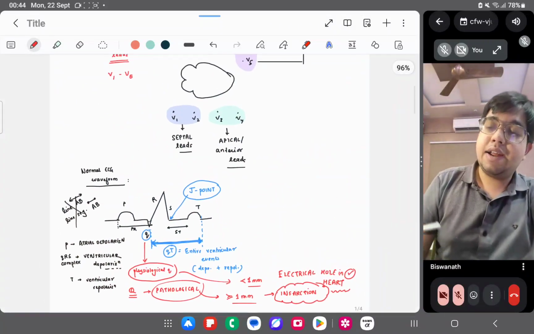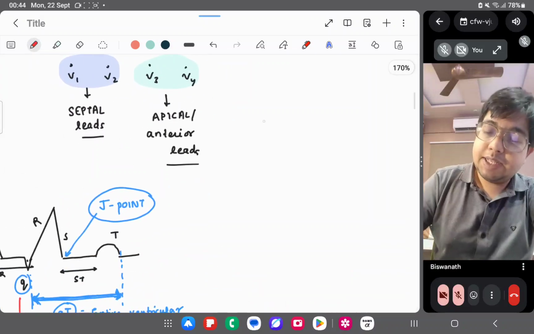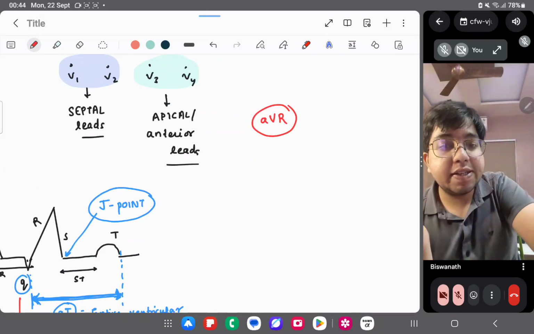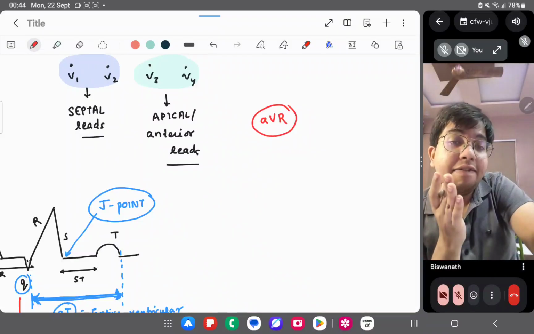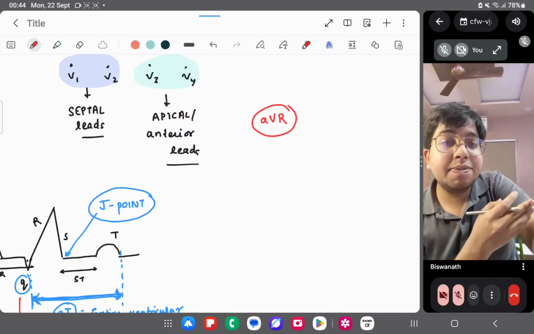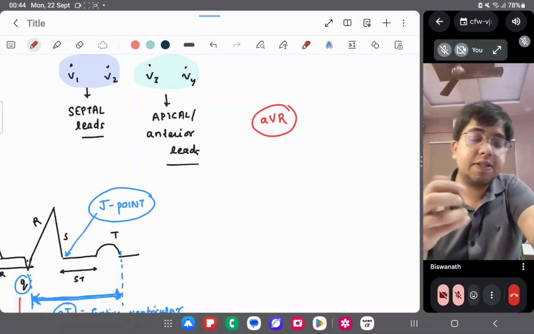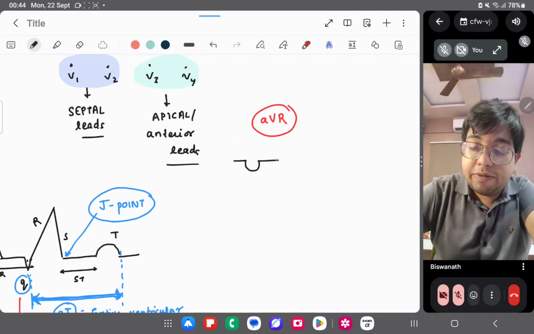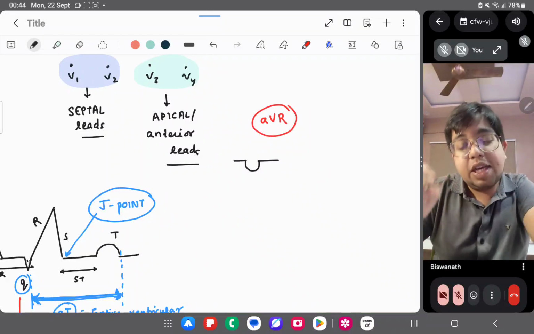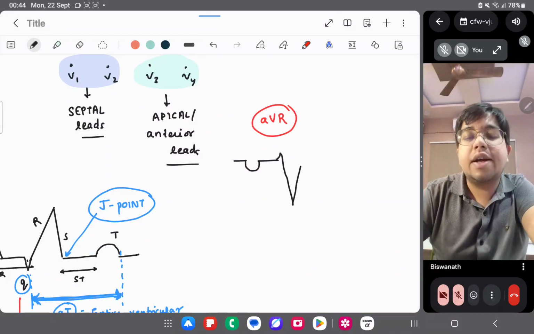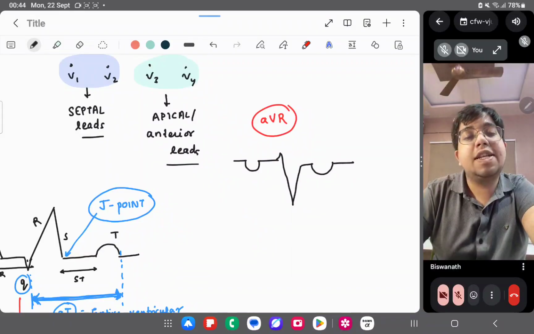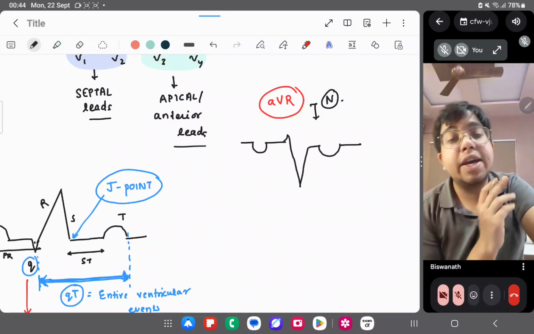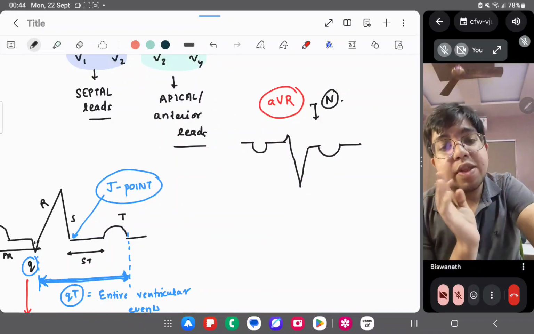Another thing I want you to remember in basics is the lead AVR. What is special in lead AVR? In lead AVR, the ECG waves are completely reversed. Basically, the P wave is like this, and the QRS T wave is like this. This is the normal wave in AVR. AVR is the reverse one.